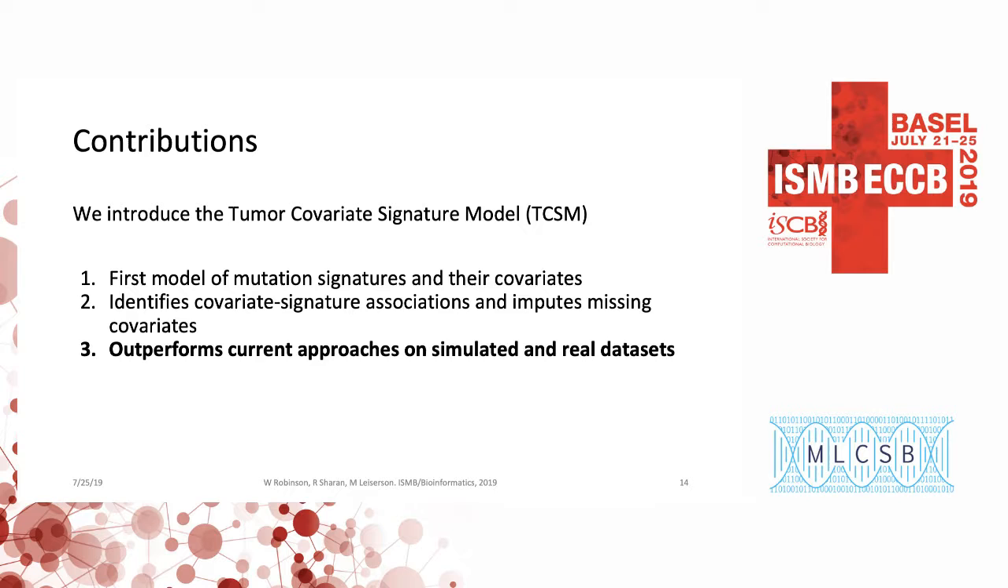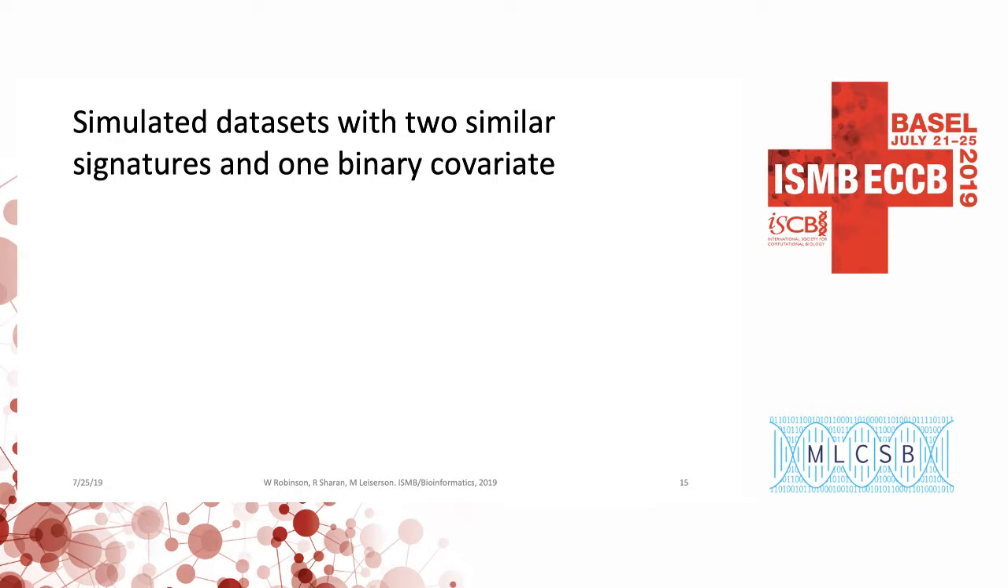That brings me to the last contribution of this talk: a comparison of the performance of TCSM against existing approaches on both simulated and real data sets. First, we started with a simulated data set. In this case, we used 4 signatures, 2 of which are similar to each other. These 2 signatures are the ones I showed earlier, and they can be distinguished because one of them is associated with a particular binary covariate. We used the generative model that I described earlier.